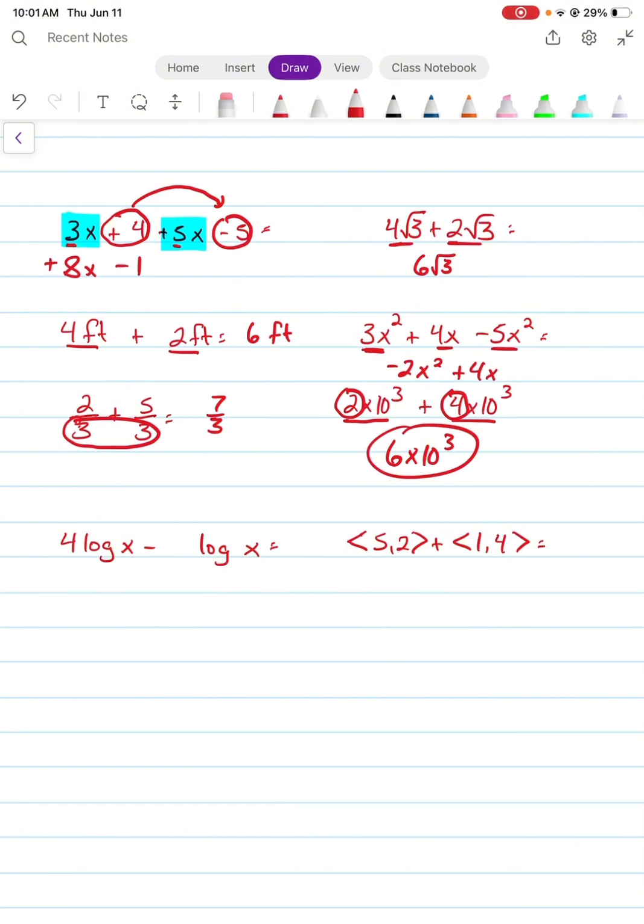Now, you might not know what a log is. On this next problem, logarithms, even with our advanced math, we do the exact same thing. You have 4 of something minus, well, there's no number here. I do want to remind you that anytime there's no number, like if I ask you to add 3x plus x, it's understood there's just one of them. So same thing here. We have 4 log x's minus 1 log x. Guess what? 4 minus 1 gives you 3 log x's. So even though you've never seen it before, those same rules apply.